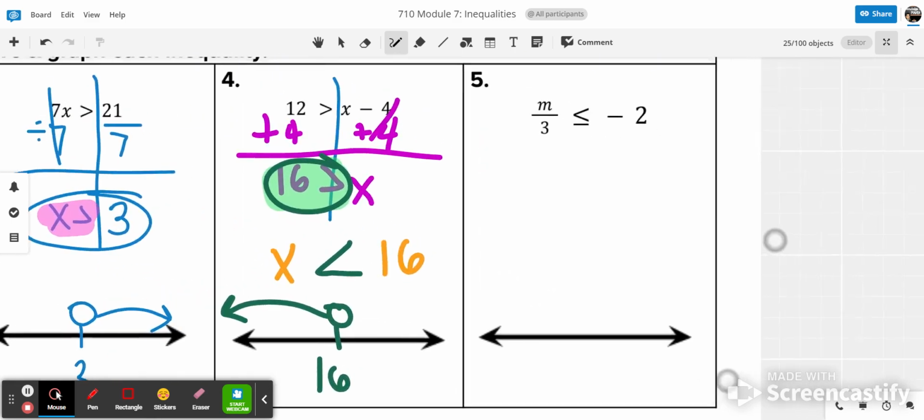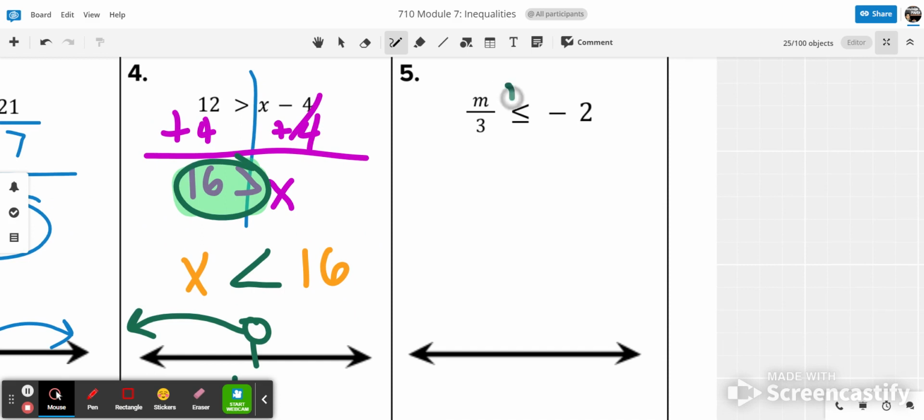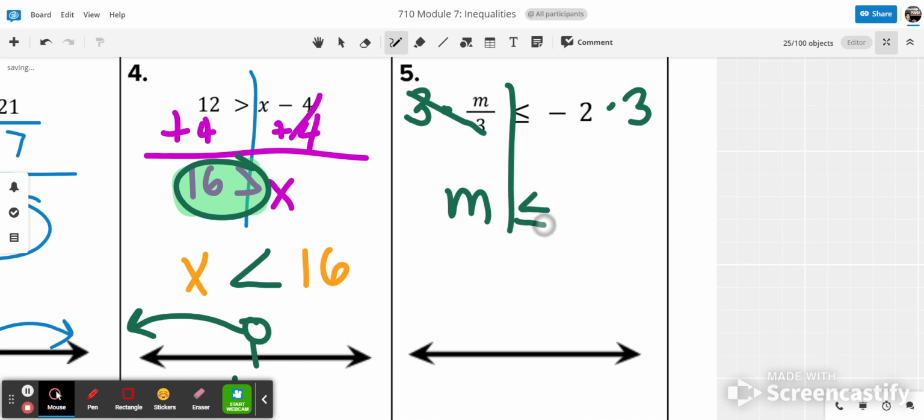All right, so we have here m divided by 3 is less than or equal to -2. So what is the opposite of division? We're going to multiply each side by 3. Be careful with your negative. m is less than or equal to -2 times 3, which gives us -6.